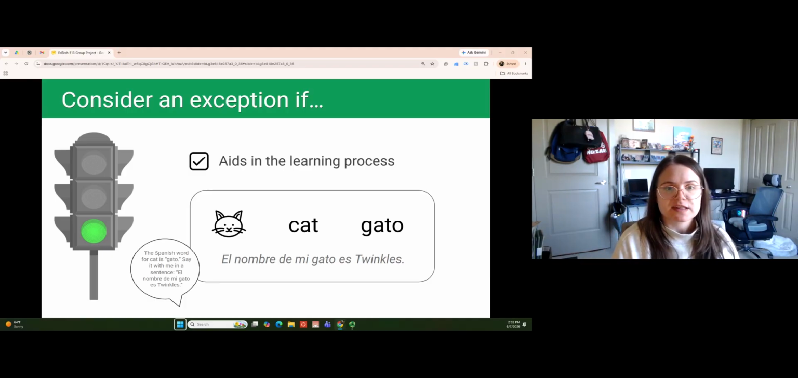Exceptions to the redundancy principle may actually enhance learning in certain situations. For example, when learning a foreign language or even a very technical subject with unfamiliar words, it may help to reinforce the verbal delivery of text with written text on the screen.